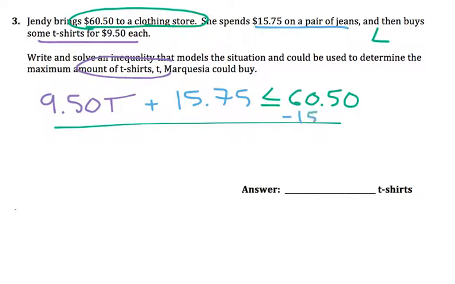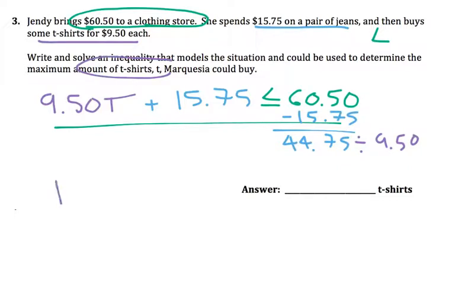Let's subtract the price of the jeans. $60.50 minus $15.75 would be $44.75. And then we can take that and divide it by 9.50. That would give us 4.7.